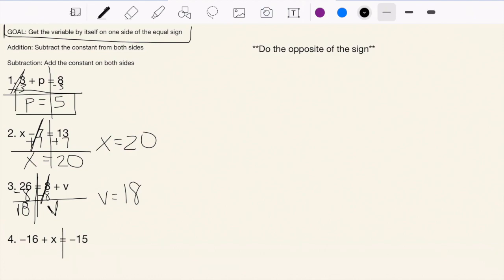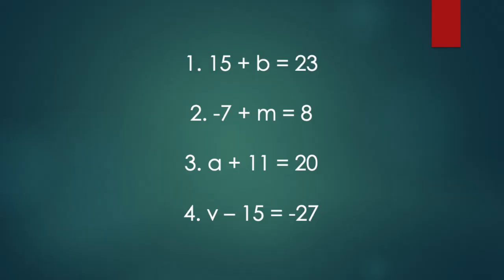So I'm going to draw a line here, and we have negative 16. So I'm going to do the opposite. I'm going to add 16. Negative 16 plus 16 cancels, and we're left with just x. Whatever I do to one side, I have to do to the other, so plus 16. Negative 15 plus 16, you can even do that in your calculator, it will give you 1. So x equals 1. One-step equations can be very, very simple. We just do the opposite of what that sign is. So go ahead and try these practice problems on your own.